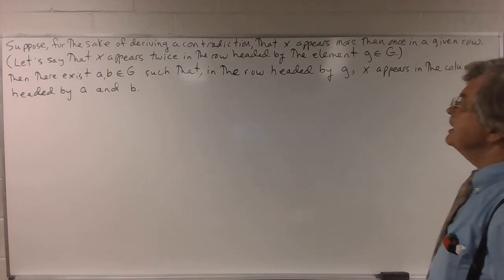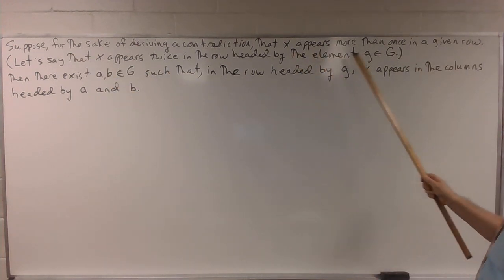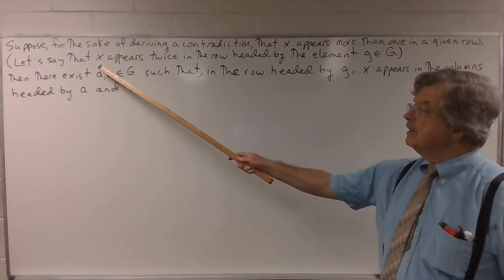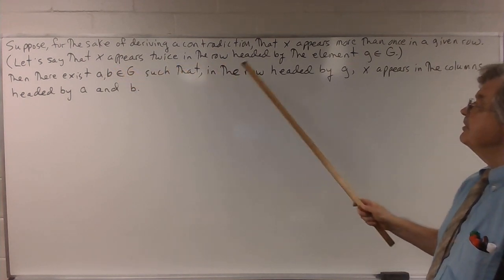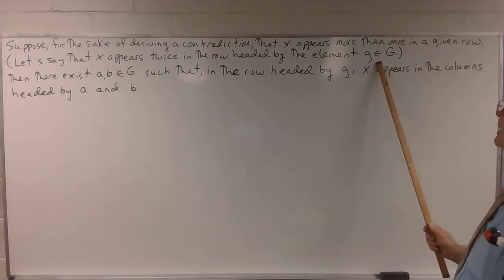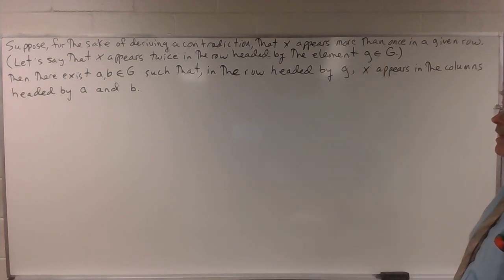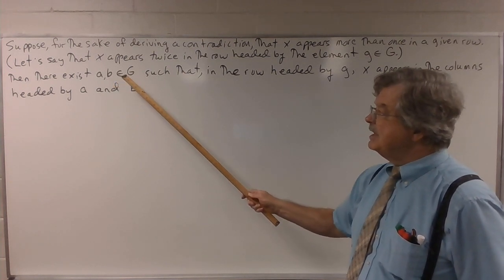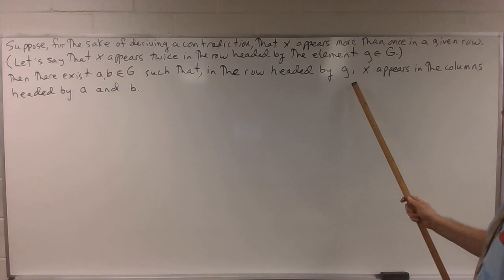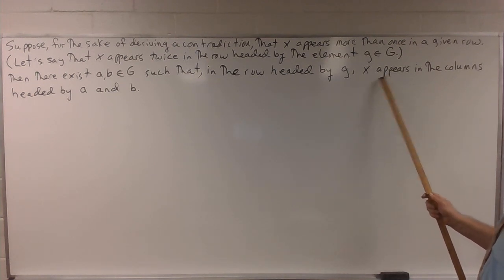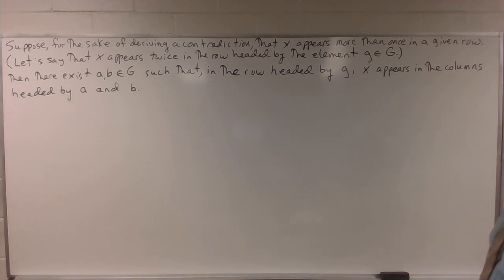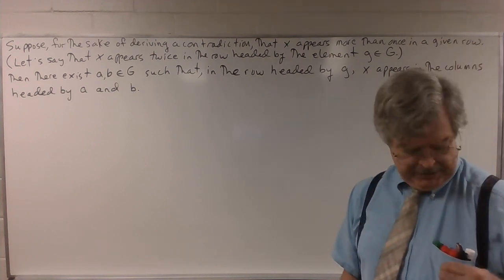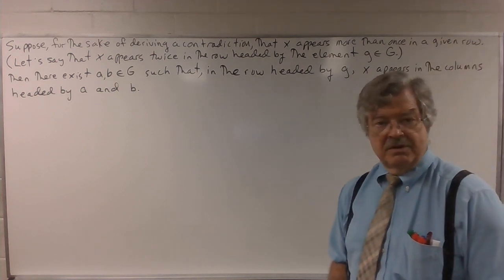Suppose, for the sake of deriving a contradiction, that X appears more than once in a given row. For example, let's say that X appears twice in the row headed by the element little g. Now, if that's the case, then there exist elements A and B in the group, such that in the row headed by G, X appears in the columns headed by A and by B. Let's draw a picture of what this would look like.